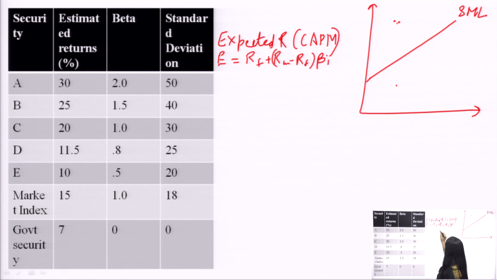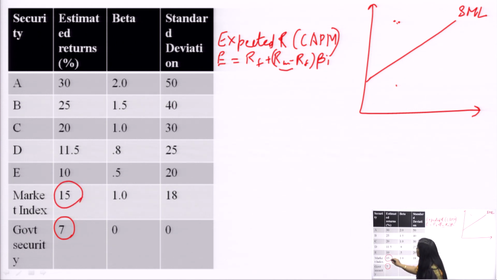So, RF would be the same for all the securities, which will be equal to 7%. RM would also be the same for all the securities, which will be equal to 15%. So, we will calculate the value of expected return for security A. It will be equal to, what is the value of RF?